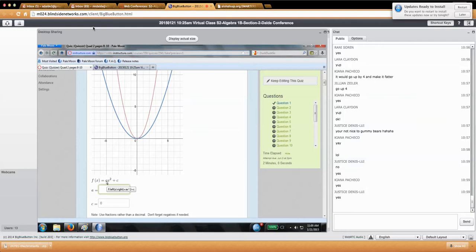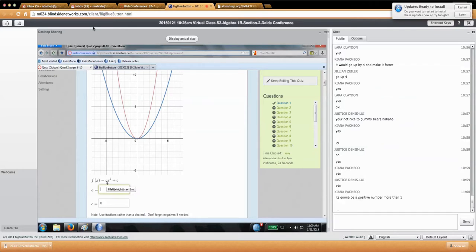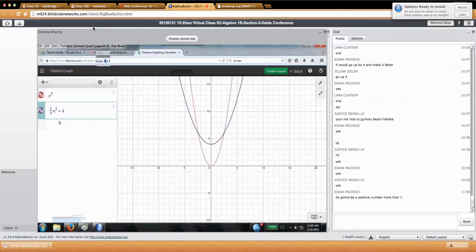Now here's my question to you. What is your guess as to which one it is? Is it negative? Is it positive? Is it a number bigger than 1? Is it a number smaller than 1? What are your thoughts? It's going to be a positive number that is more than 1. I'll tell you what, why don't we graph that and check to see if that might be close.